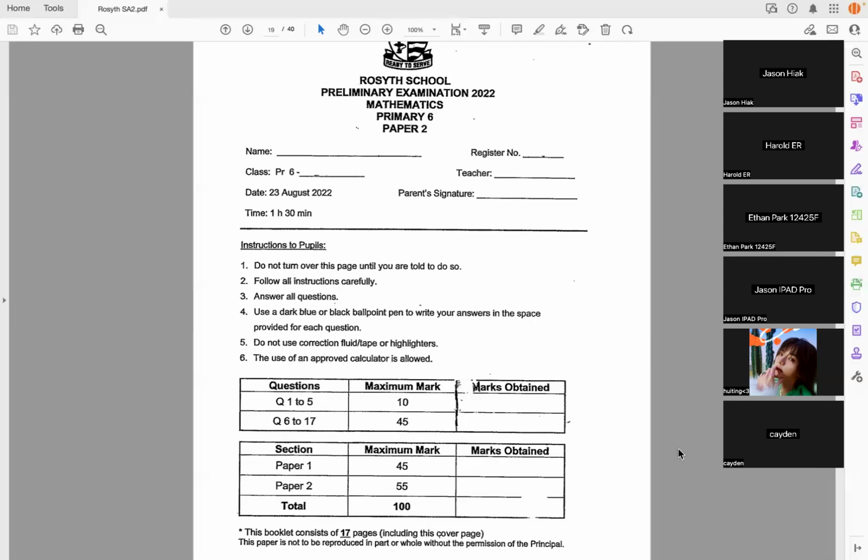Okay, Rosyth School Prelim Exam 2022, Primary 6, Paper 2.